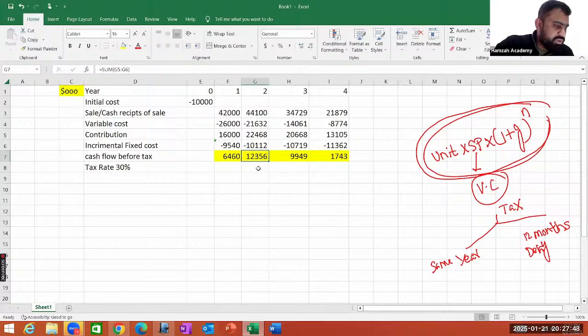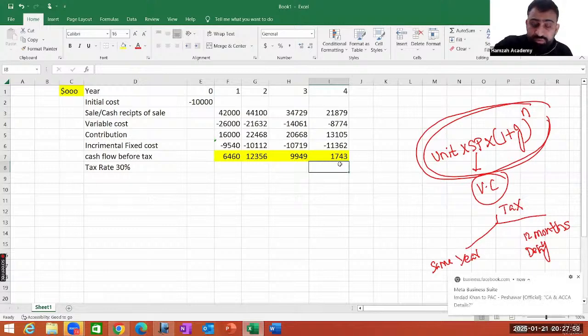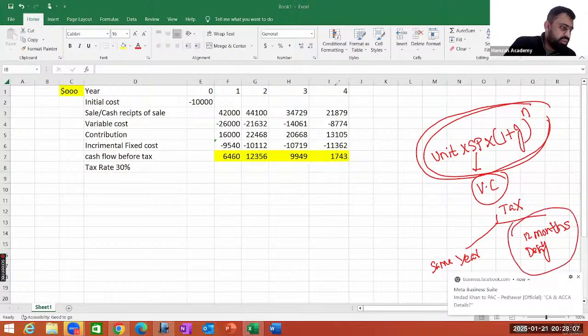Year two cash flow tax will be paid in year two. Tax relating to year three cash flow will be paid in year three. And tax relating to year four will be paid in year four. But if we have the situation where the tax is payable with 12 months delay, in that case, the tax relating to year one will be paid in year two, relating to year two will be paid in year three, and relating to year four, the tax will be paid in year five.